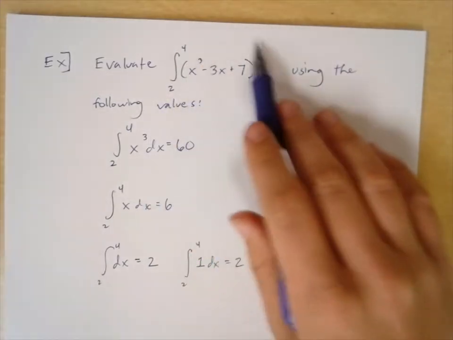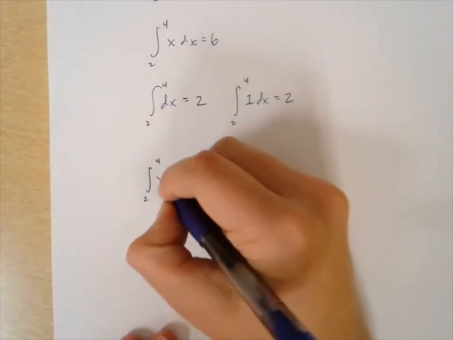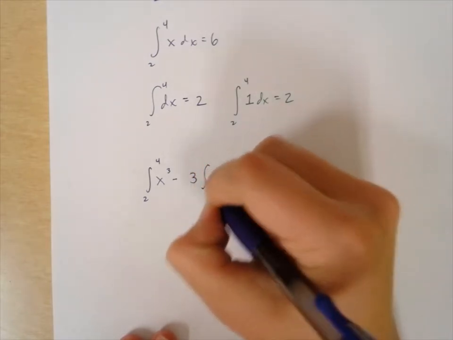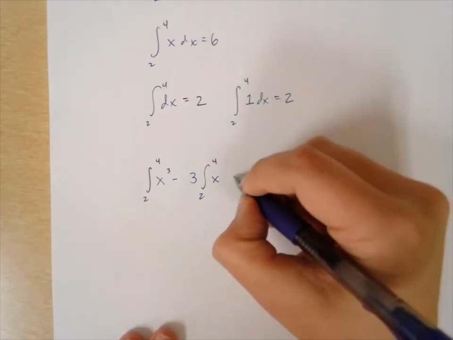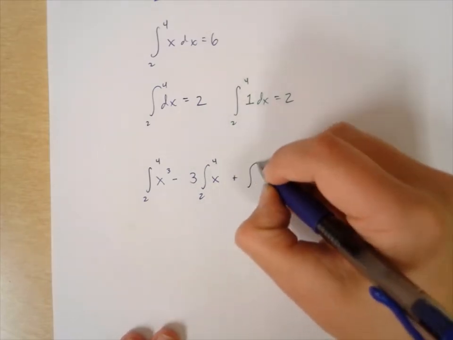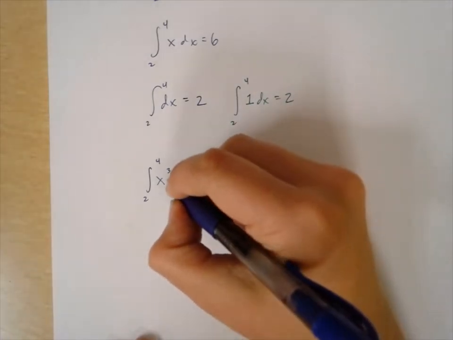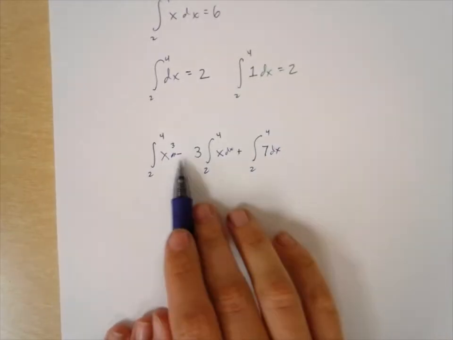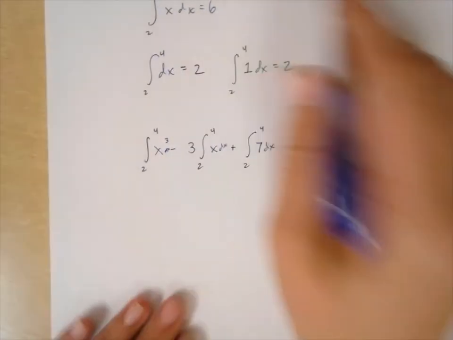We can rewrite this big integral into pieces. So we can say the integral from 2 to 4 of x cubed, minus 3 outside the integral from 2 to 4 of x, plus the integral from 2 to 4 of 7. And again, I know there should be a little dx after each thing. Pardon me for not writing that in there. Little dx, dx, dx. Okay. And we can evaluate that now using the given information.